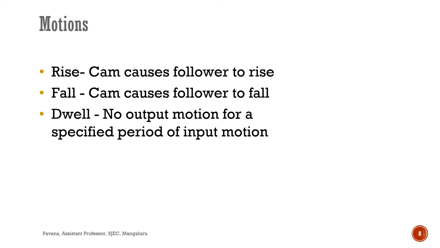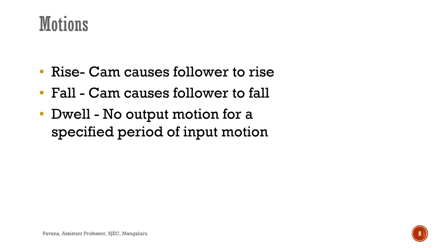The follower can either move away from the center of the cam. If it is moving away from the center of the cam axis, we call that rise. The first one, the cam causes the follower to rise. That means the follower is going upwards, away from the cam. In the opposite case, if the follower is coming towards the center of the cam, I mean it is coming downwards, it is a fall. Rise is going away, fall is coming towards the center of the cam. That is the second type of motion, fall.